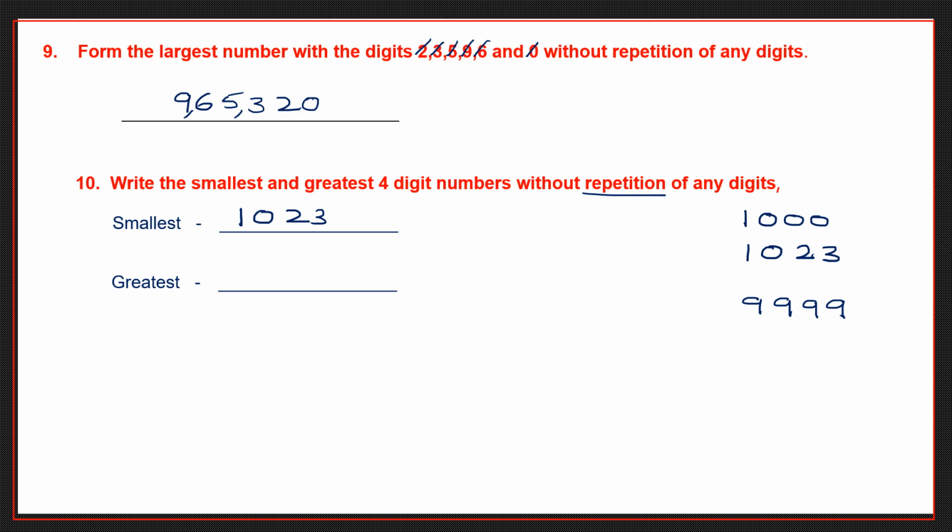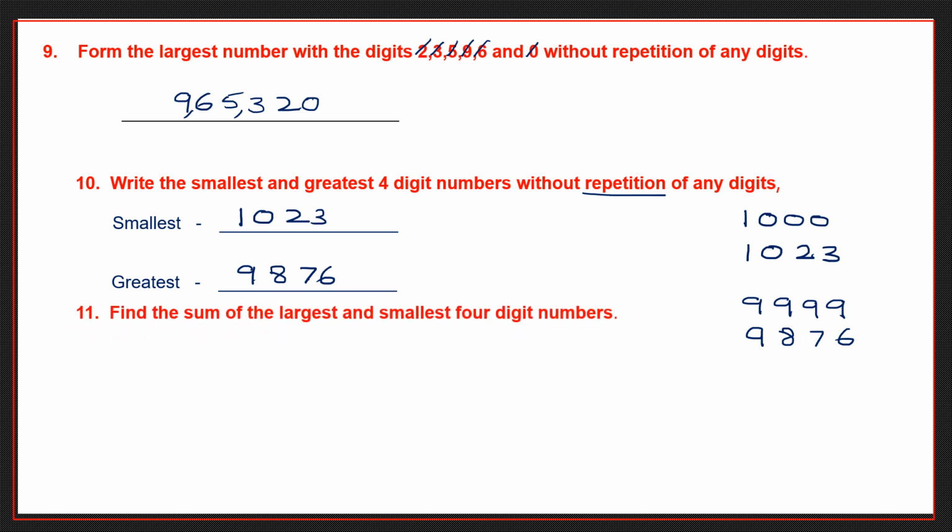I cannot repeat the nines. I start with 9. Which is the next greatest number? 8. The one after that? 7. The one after that? 6. So what do I have? 9,876. This is my greatest 4-digit number without repetition of any digits.